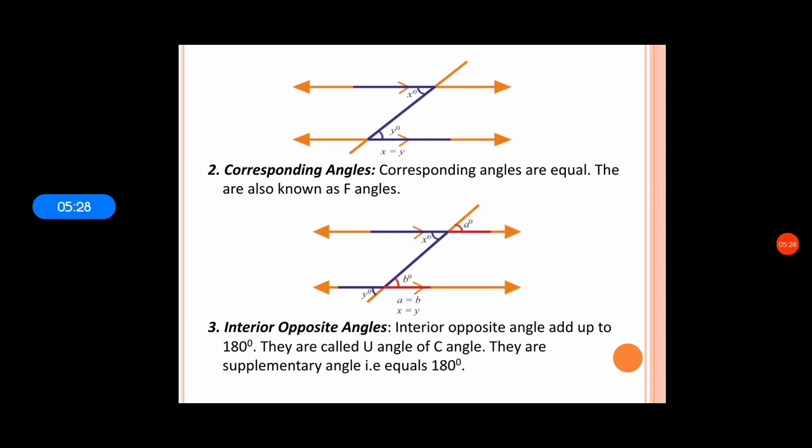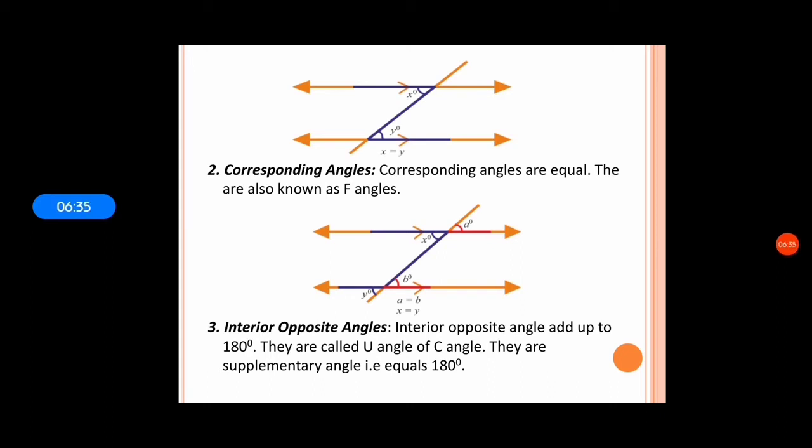Then we have interior opposite angles. When we say interior, we mean something that is inside. So interior means angles that are inside the parallel lines and the transversal. That's the meaning of interior. We will see the diagram in the next slide. So interior opposite angles add up to 180 degrees. They are called U angle or C angle. So when you see your interior angle, or we can also call it co-interior angle, you see this shape U or shape C. Anytime you see shape U or shape C, they are called interior opposite angles or co-interior angles, and they are supplementary angles in that they add up to 180 degrees. They add up to what? 180 degrees.